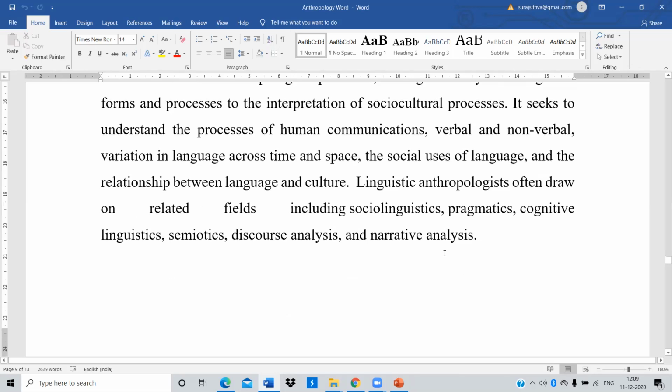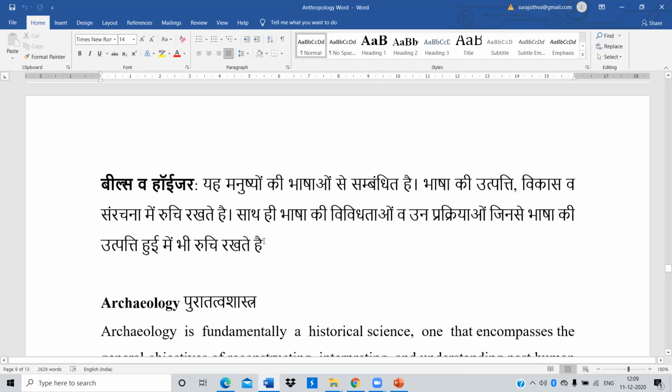Linguistic anthropologists often draw on related fields including sociolinguistics, pragmatics, cognitive linguistics, semiotics, discourse analysis, and narrative analysis.